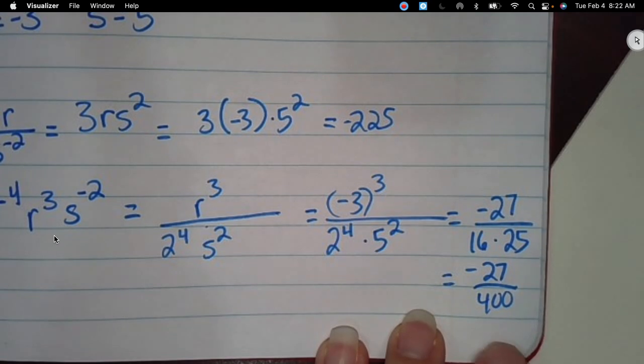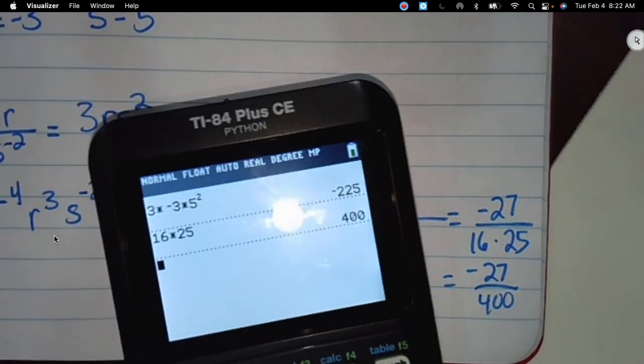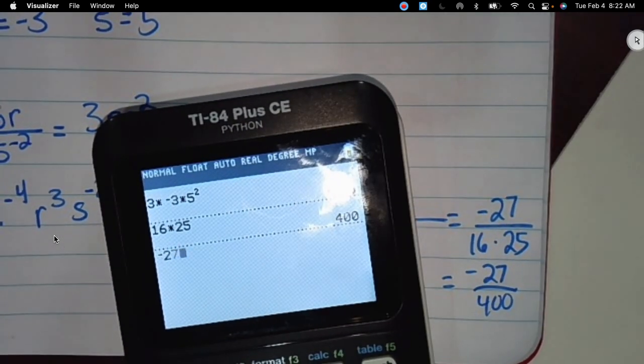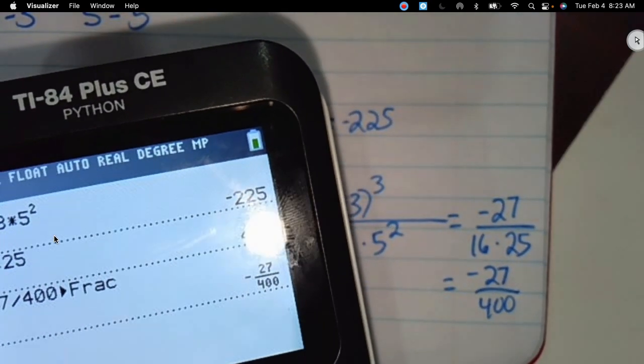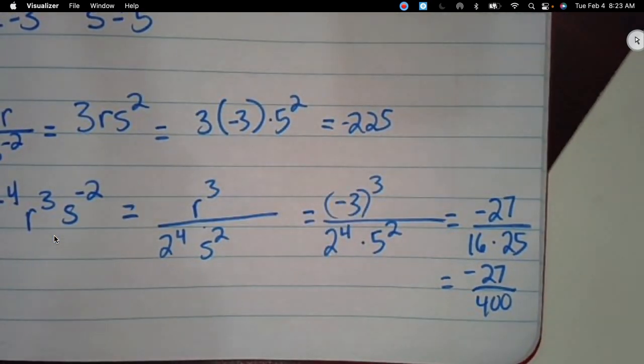Okay, and I'm not sure if that can be reduced or not, so I'll just type that in my calculator. Negative 27 divided by 400. Math, enter. It can't be reduced. It just spit the same fraction back out. So that's my answer on that one.